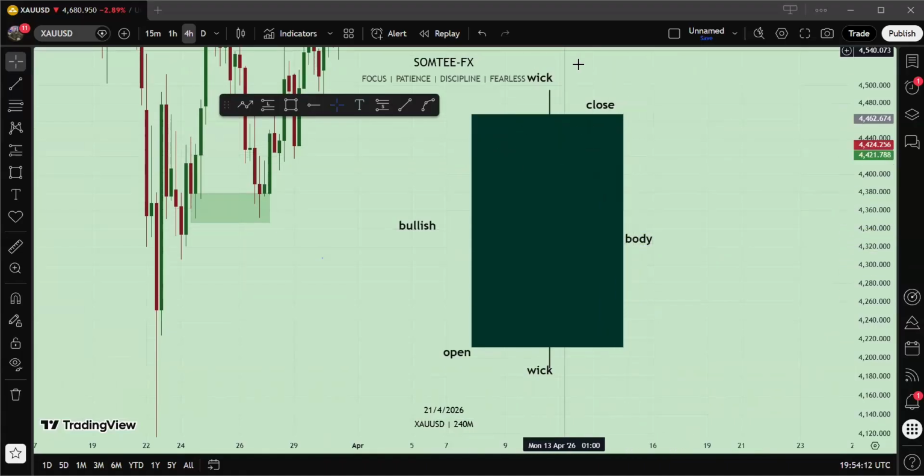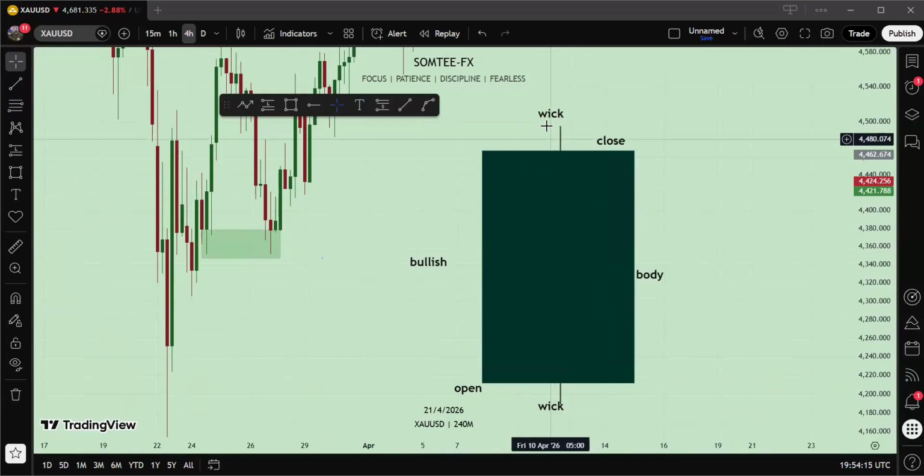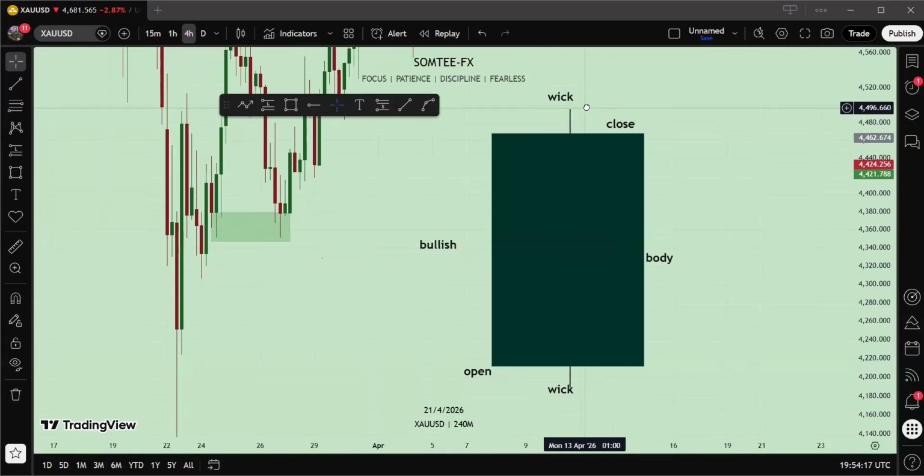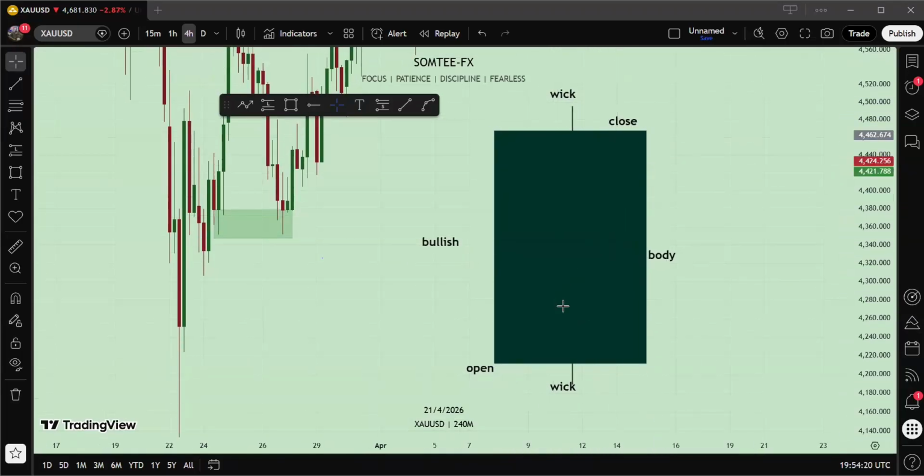So you are seeing this particular line here, this is the wick of the candle. I'm explaining what a candle is and also how to identify a candlestick in the forex market. This is the wick. This is another wick here. This is the open, and this is a bullish candlestick. This is the body. You are seeing the open. Let me show you how this market gets to open the way you are seeing it now.